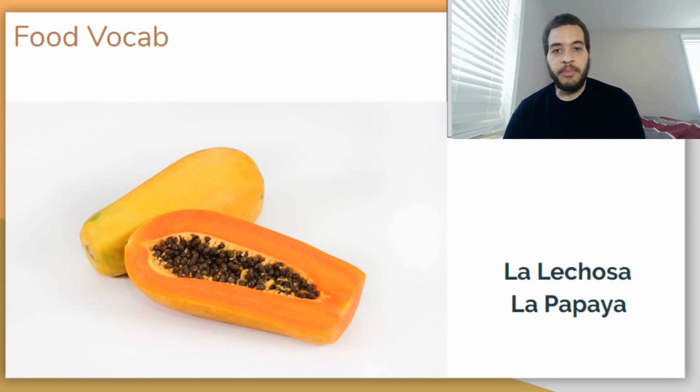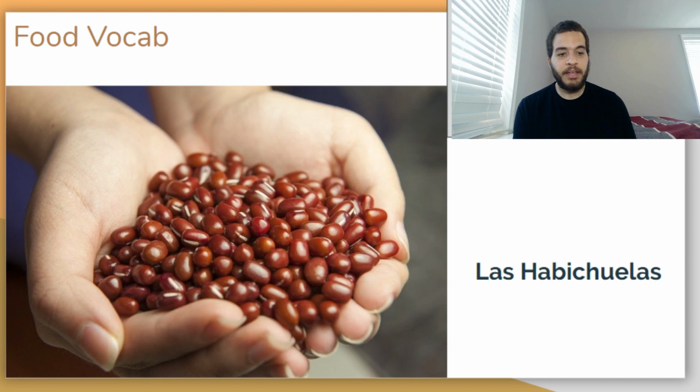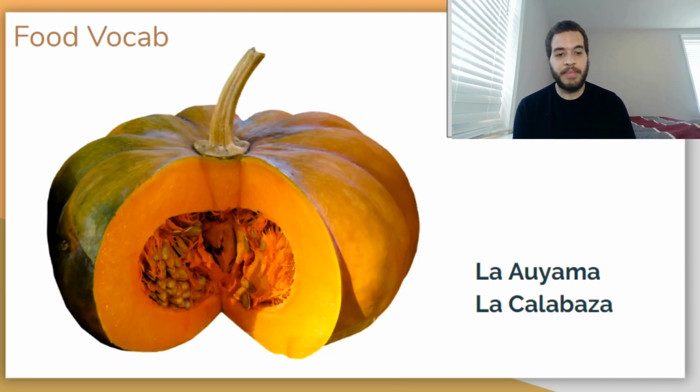Now we're going to talk about some foods. The foods that I chose are some of my favorite foods and foods that are well known in the Dominican Republic. I'll be reading the names in Spanish first, and then I'll tell you what they mean in English. Let's go. La lechosa. La papaya. It means papaya. El plátano. Plantain. Las habichuelas. Beans. La auyama. La calabaza. Pumpkin.